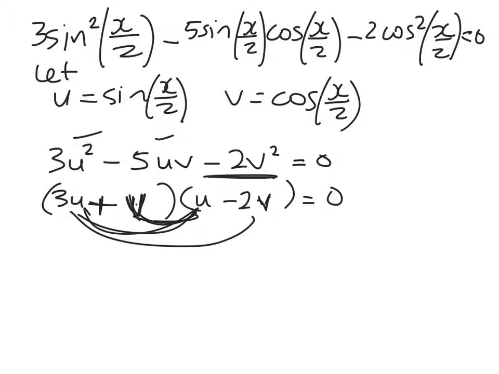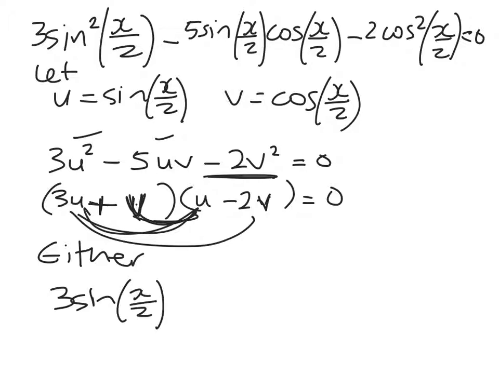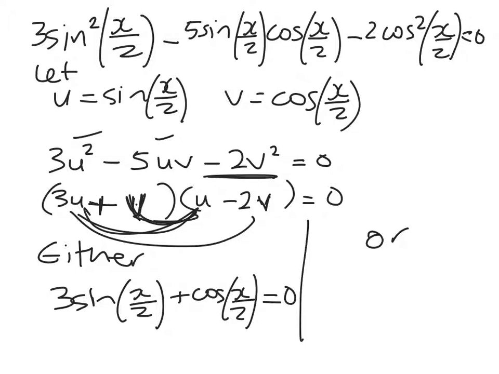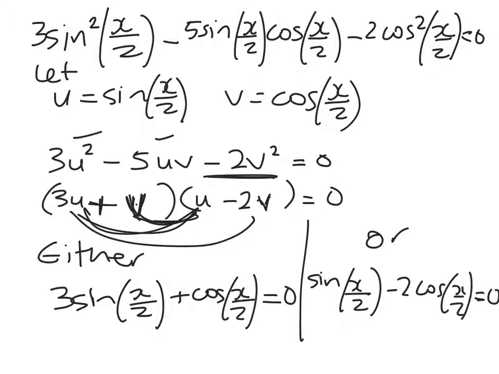Now we put it all back in terms of the trig ratios, and we get this. So either 3 sine of x over 2 plus cos of x over 2 equals 0, or sine x over 2 minus 2 cos x over 2 equals 0. Now we need to solve those two equations. I'll take a new slide to do that, and we'll do general solutions for each.